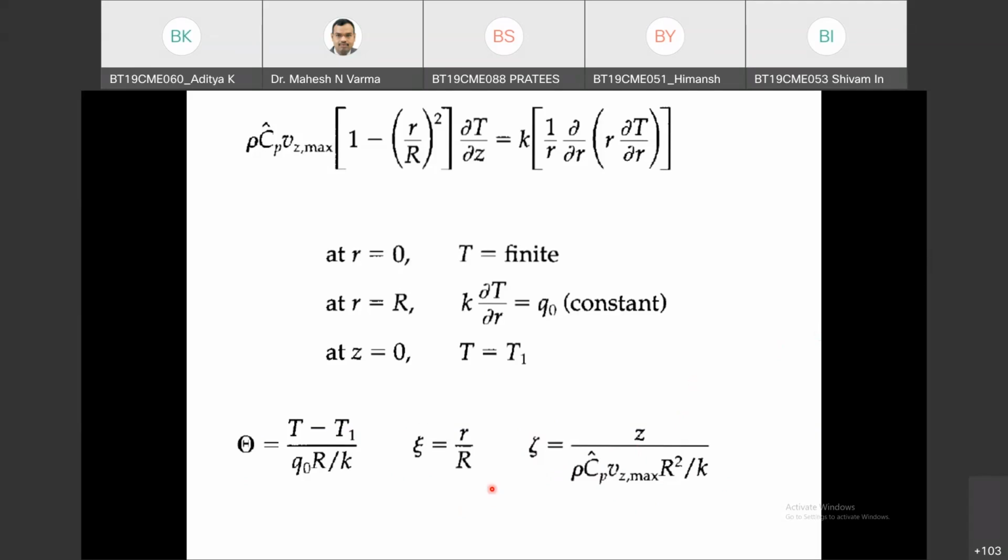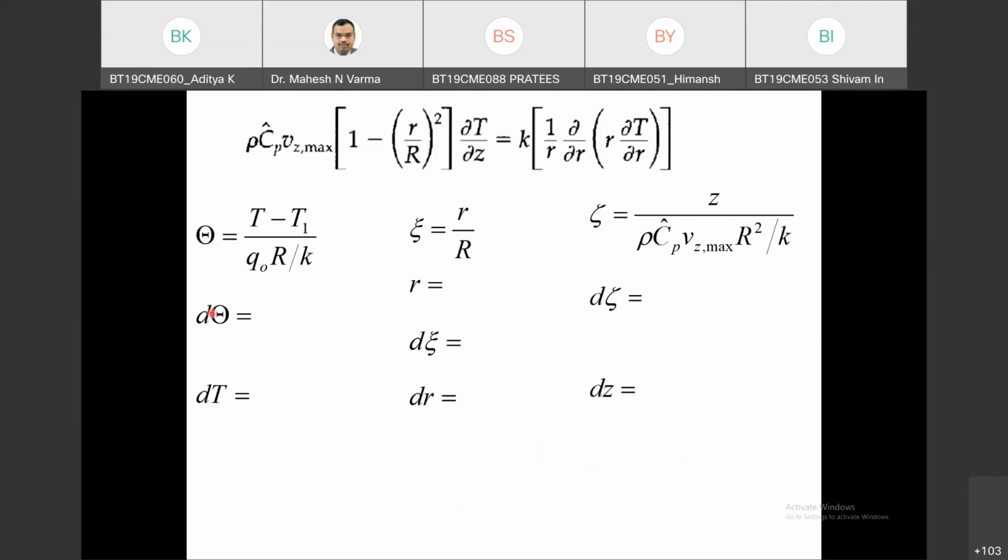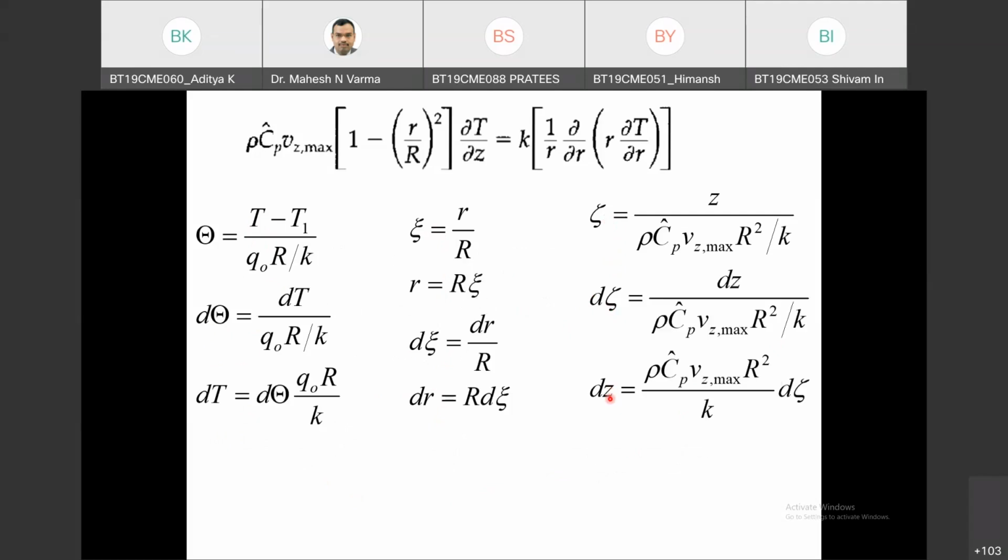Now substitute everything. This is dimensionless temperature, so d theta equals dT divided by this constant. You can get dT. Similarly, this is epsilon, so you can get r, and you can get d epsilon and dr. Similarly, this is zeta, so you can get d zeta and dz. This is what you get actually. Now substitute everything.